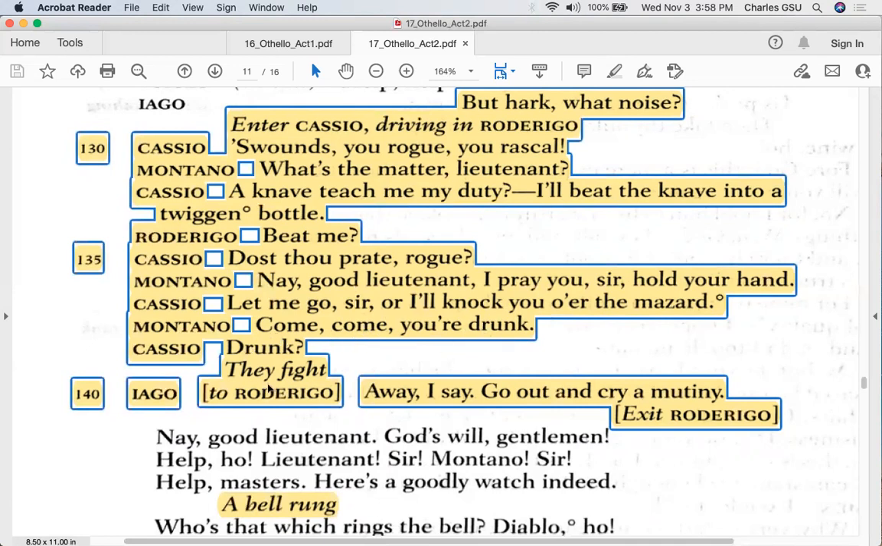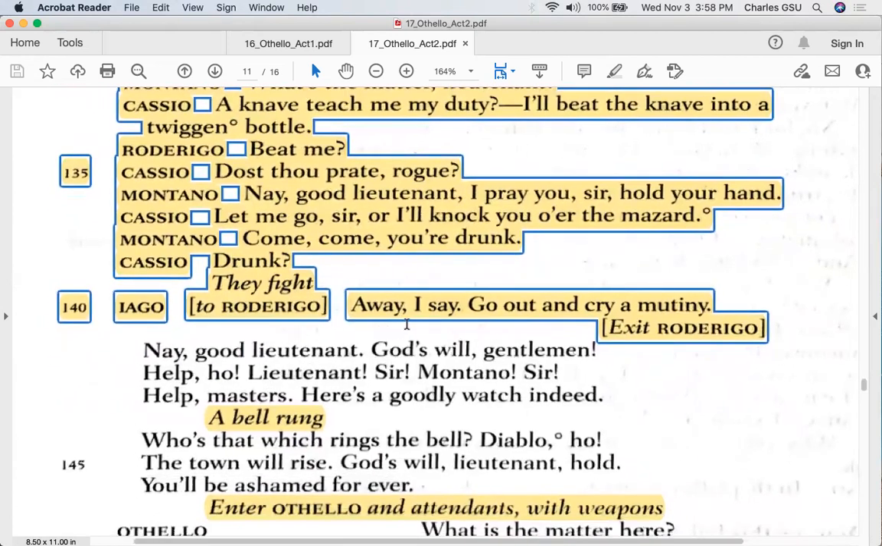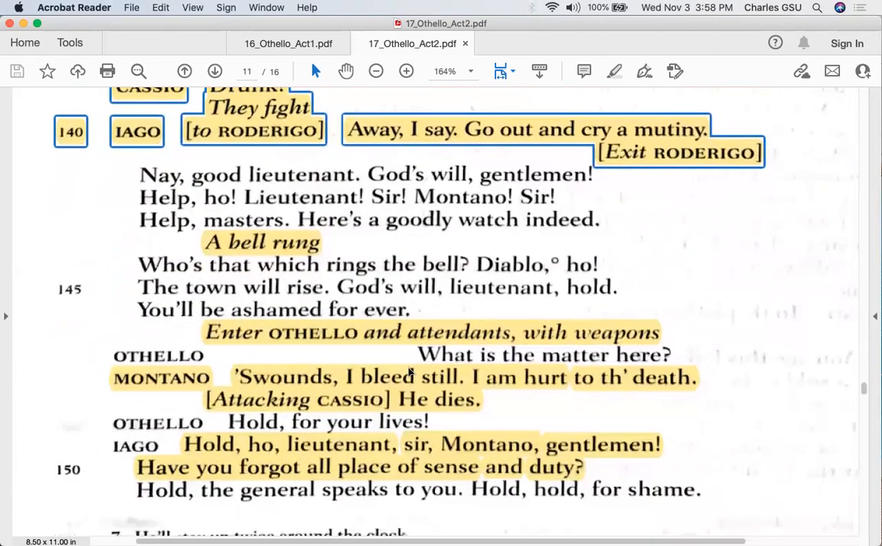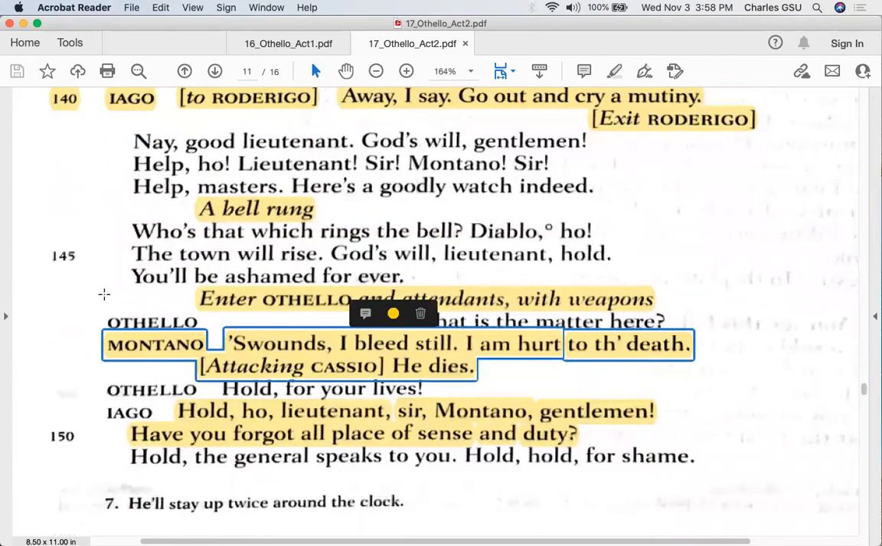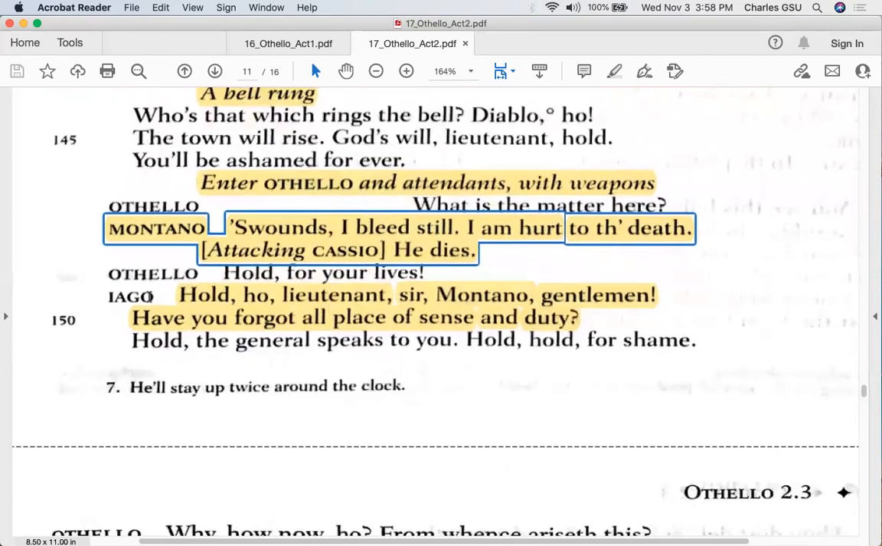And then Cassio turns his anger and fight onto Montano. And they fight. And unfortunately, Cassio wounds Montano. Now, if you're watching the film, the way that they portray this is that instead of Cassio stabbing Montano, it's actually Iago running up behind Montano and stabbing him. But either way, Montano is stabbed and wounded.